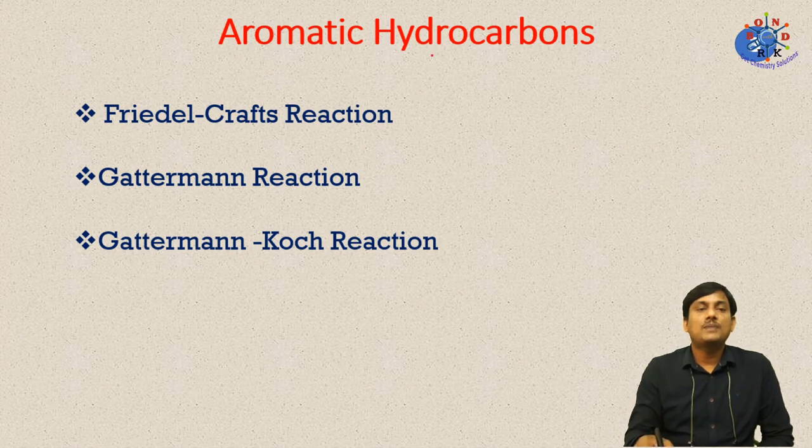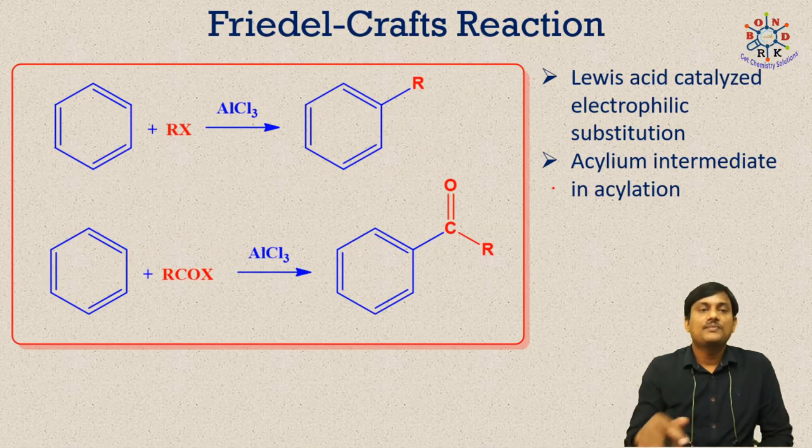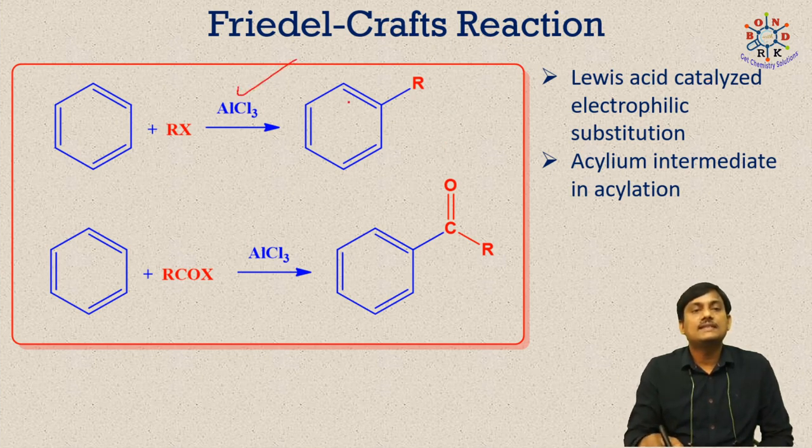In aromatic hydrocarbons, we have Friedel-Crafts alkylation and acylation, the Gattermann reaction, and the Gattermann-Koch reaction. Friedel-Crafts reaction, it's an electrophilic substitution reaction in presence of Lewis acids such as AlCl3 or FeCl3. When you treat benzene with the alkyl halide in presence of AlCl3, there is a formation of alkyl carbocation. This alkyl carbocation participates in electrophilic substitution reaction, and there is a formation of alkyl substituted benzene.